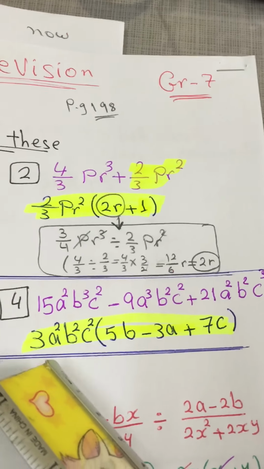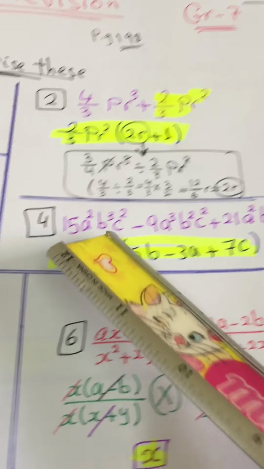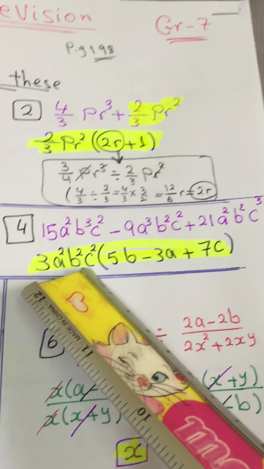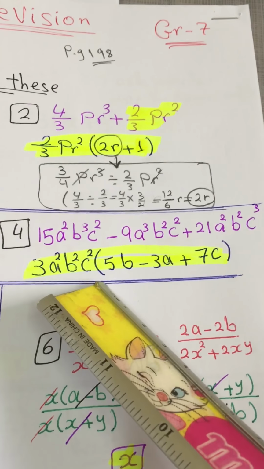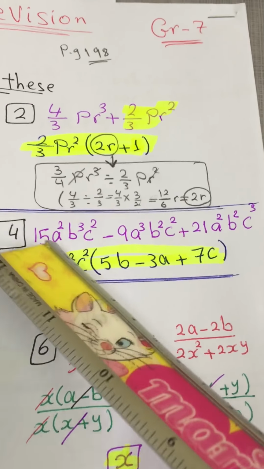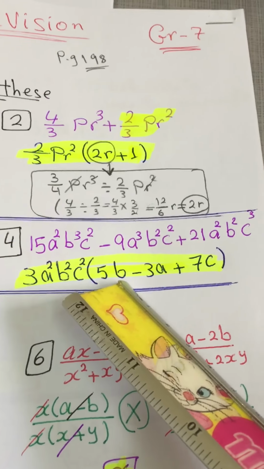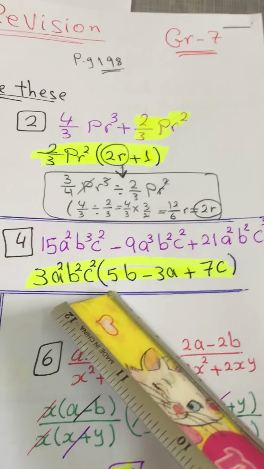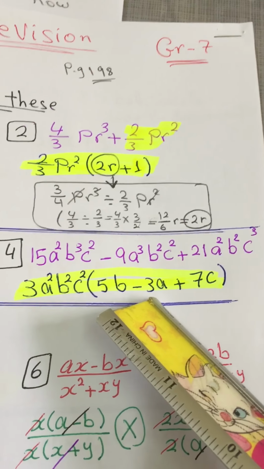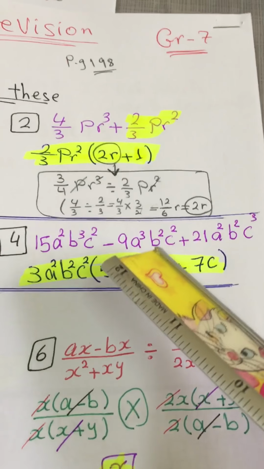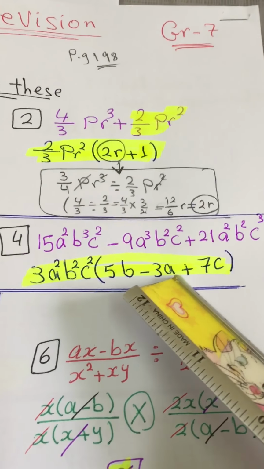Now I took the common factor, open brackets, 15a squared b cubed c squared divided by the common factor equals 5b, because c squared cancelled with c squared and a squared cancelled with a squared. b cubed divided by b squared, I minus the power. 15 divided by 3 equals 5. Now negative 9 divided by positive 3 equals negative 3. And a cubed divided by a squared, minus the power, equals just a.